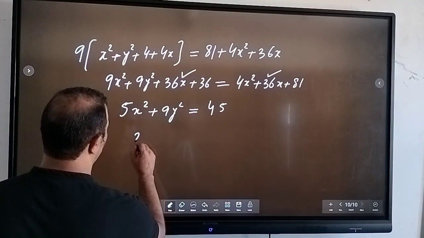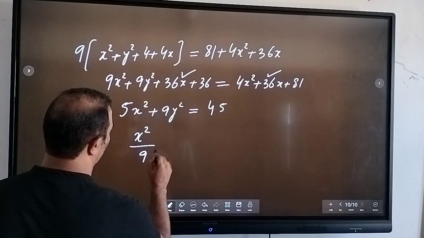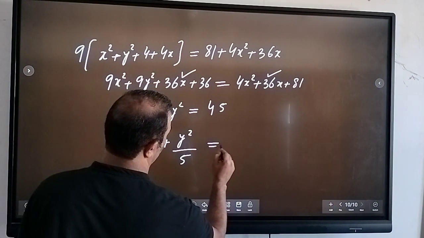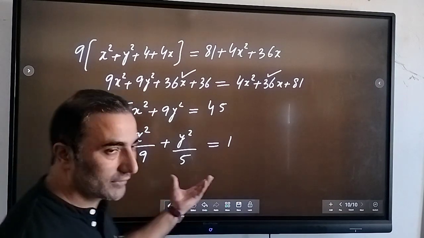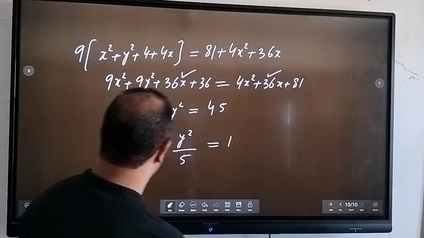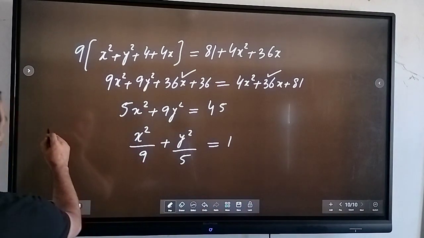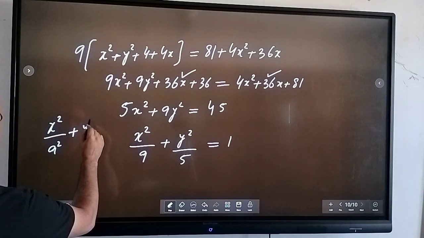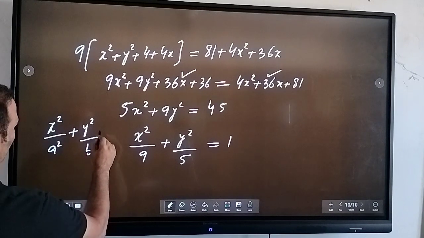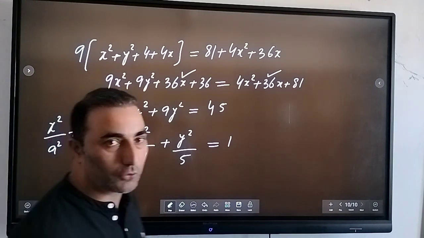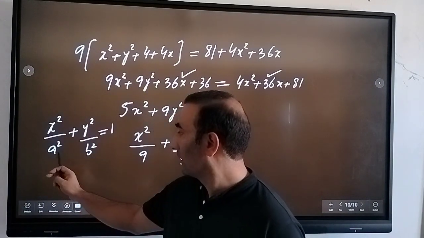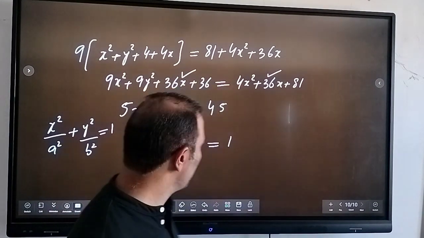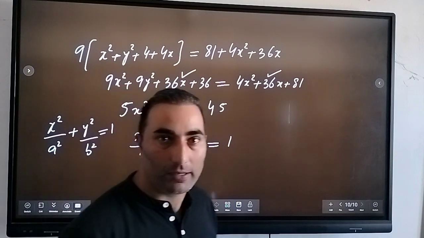Or you can write this as x square divided by 9 plus y square, right? So this is a form of ellipse, right? Because the equation of an ellipse is x square by a square plus y square by b square is equal to 1, right? So these a and b are our semi-major and semi-minor axes, right?